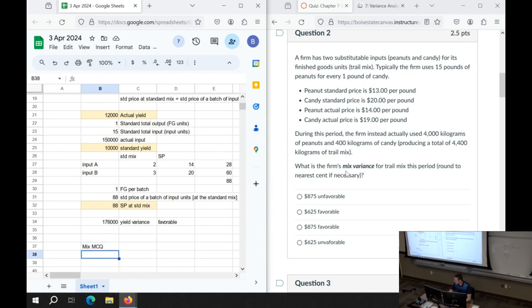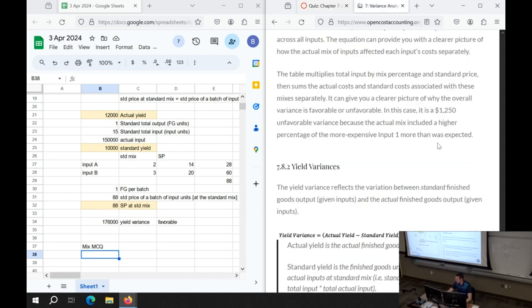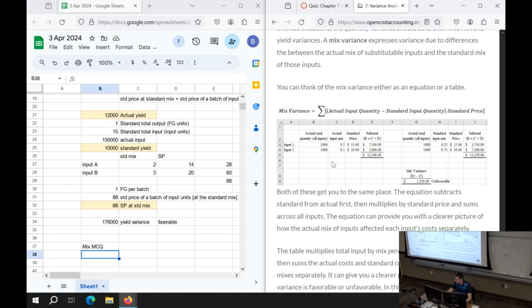And we want to know the mix variance. So mix variance is going to be the difference between what we expected to spend at the standard mix, what we actually spent given our actual mix, but still some standard assumptions in there, versus what we expected to spend at the standard mix and those same standard assumptions. Maybe that's not making it very clear, but it's this, which is our actual input mix times our standard price, versus this, which is our standard input mix times our standard price.